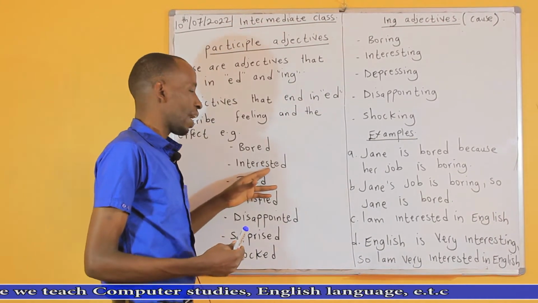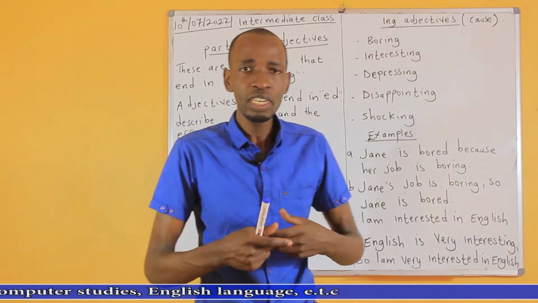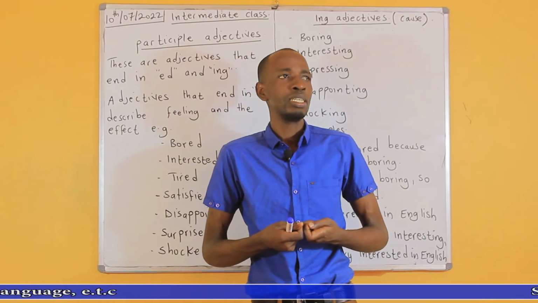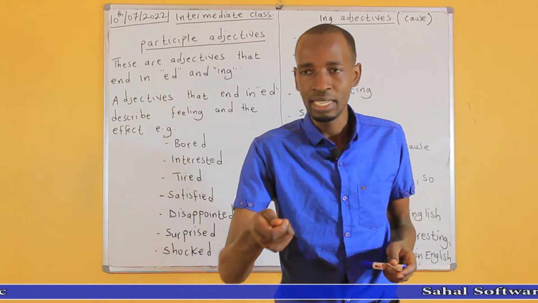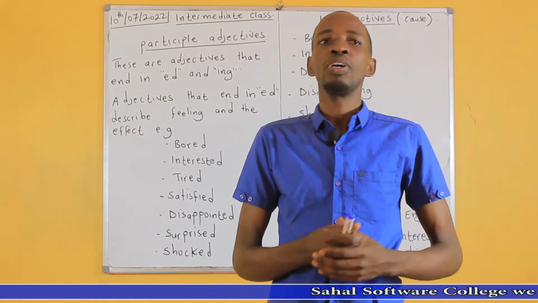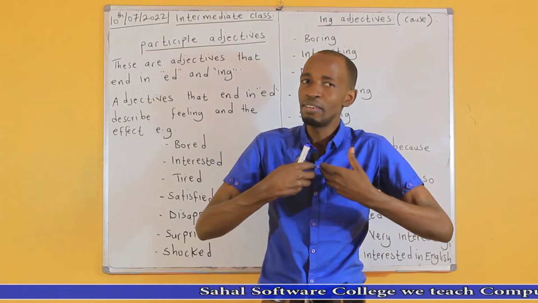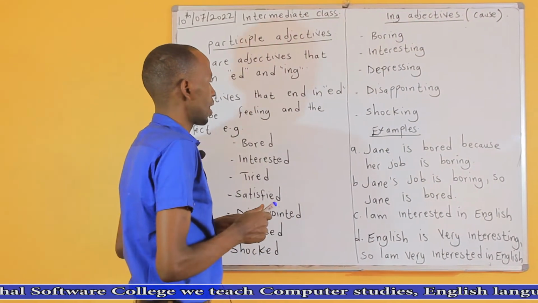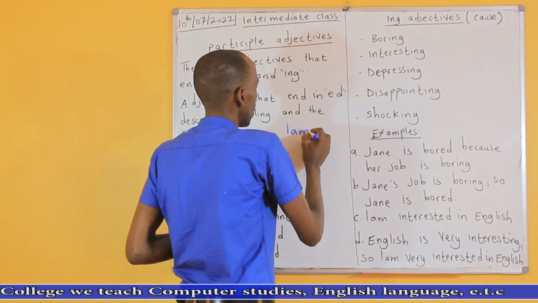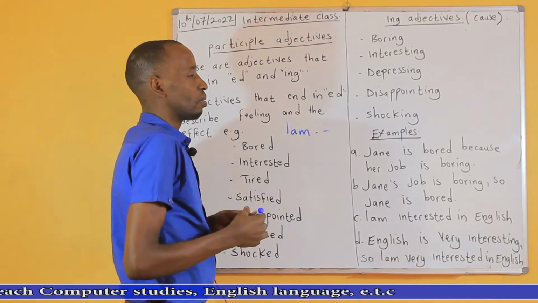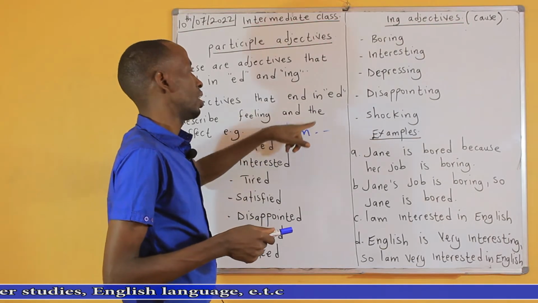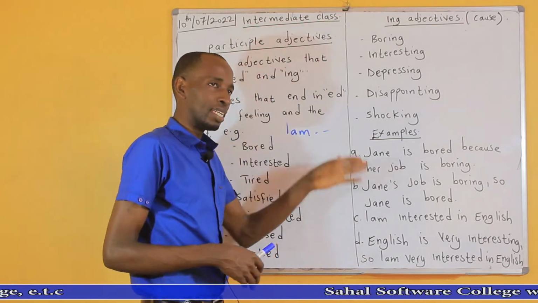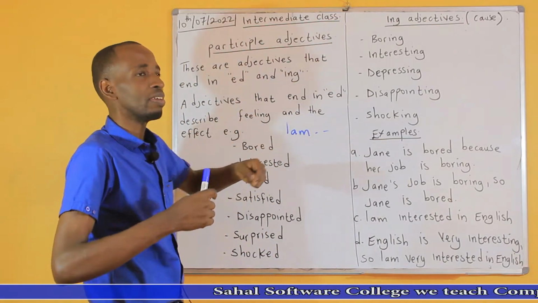I am interested. Interested means you love something, you need something and you like it so much, maybe you want to study it. If it is a subject like English, you want to study it. So you have love for it. So if you say, I am interested, now, this is the subject, this is the verb to be, and then you put interested. So most students know that after am you put ing, but no. So we are talking about the feeling.